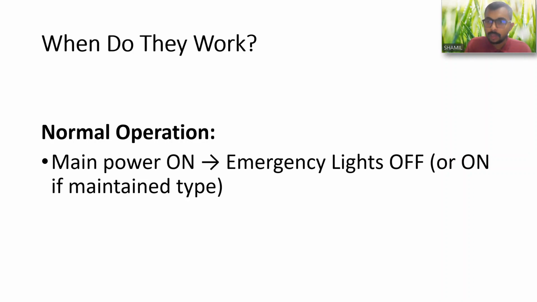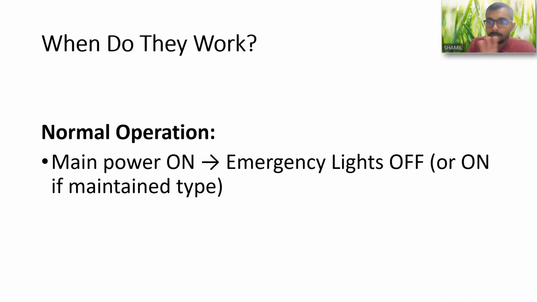Okay, during a normal situation, the emergency and exit lights will normally be off. Now, there are two types of emergency and exit lights. Maybe in the next video, or just for your understanding, let me briefly explain the types of emergency and exit light. There are two types when it comes to the maintenance aspect.